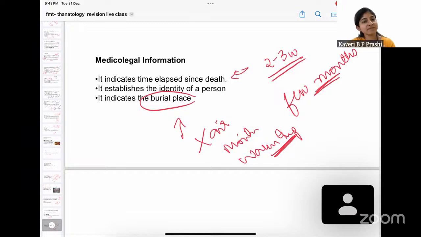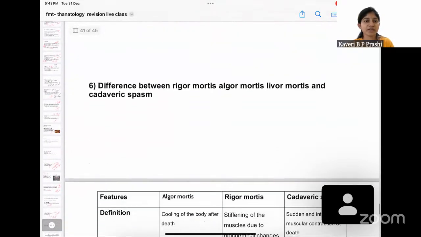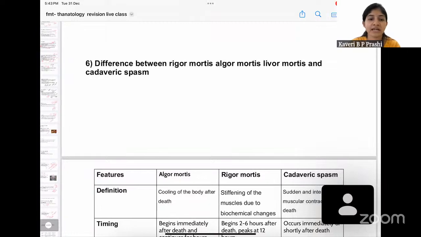But if they ask individually, these are the points that you have to mention to get full marks. Okay. Coming to the next question, differences between algor mortis, rigor mortis, and cadaveric spasm.